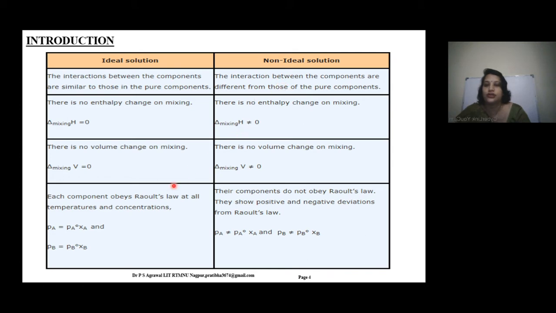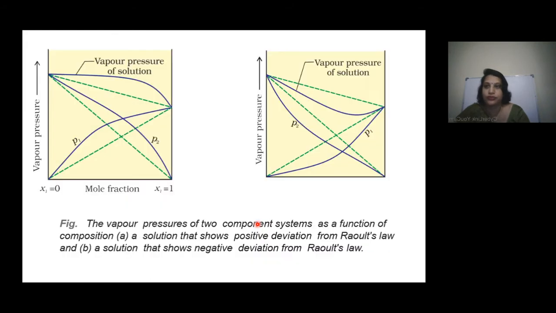Now, in ideal solution, as we all know, each component obeys Raoult's law at all temperature and concentration. That means PA is equal to PA0 XA. And it is not equal to PA0 XA for non-ideal system. This means in ideal no heat is evolved or absorbed, but non-ideal system deals with that also.